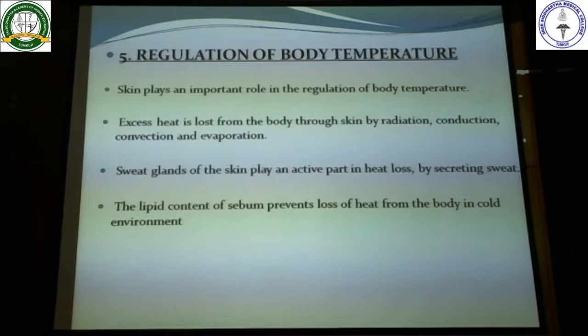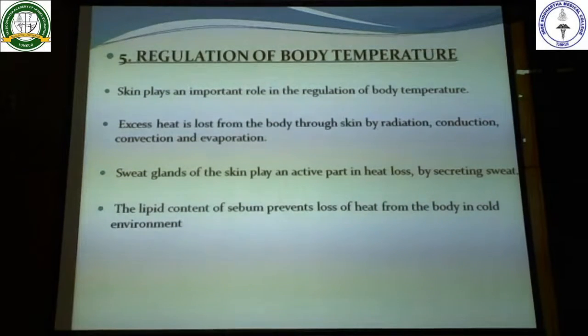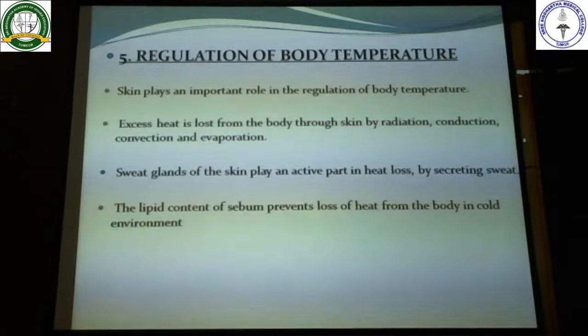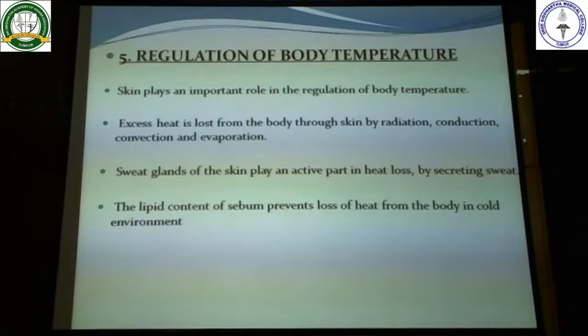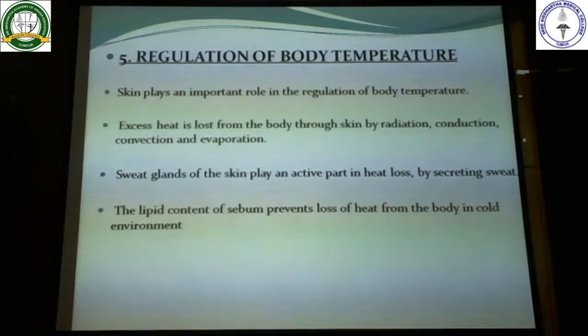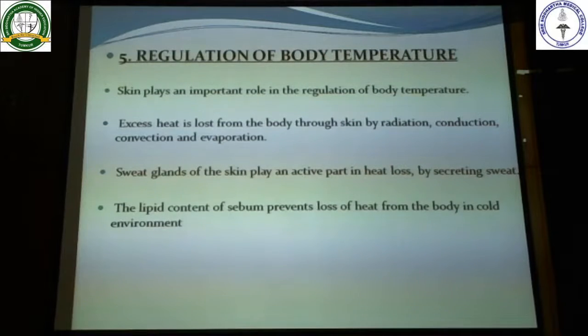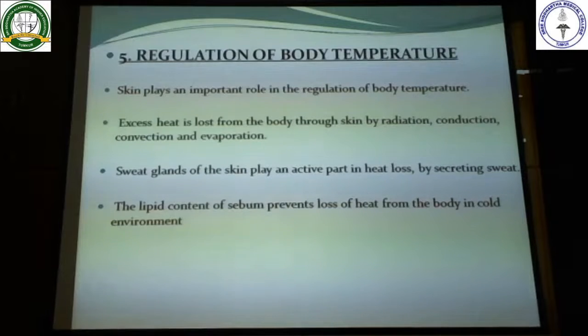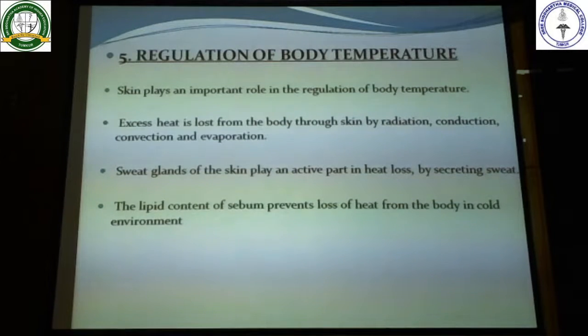Now along with the sweat glands, there are also sebaceous glands, and these sebaceous glands produce sebum. This sebum has lipid content also, and this lipid content of the sebum prevents the loss of heat from the body in the cold environment by making a layer on the skin, right. So this is about the regulation of the body temperature by the skin.